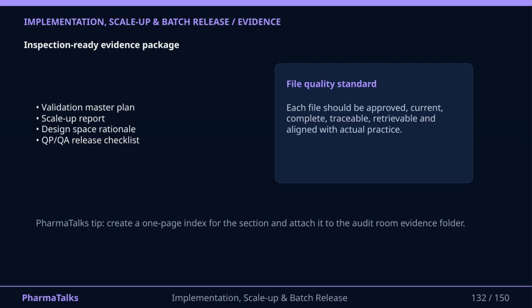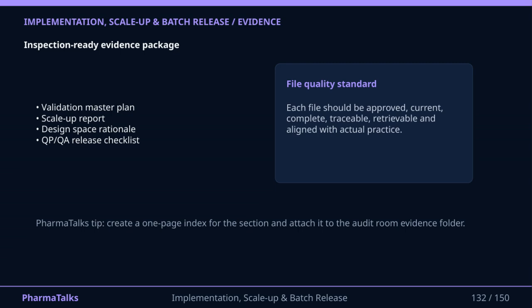It's essential that every file within this package adheres to a high-quality standard. This means each document should be approved, current, complete, traceable, easy to retrieve, and consistent with actual practices on the floor. Keeping your documentation aligned this way helps maintain regulatory compliance and smooth audits. As a practical tip, consider creating a one-page index for this entire section and attach it to the audit room evidence folder. This simple step improves navigation and helps inspectors quickly find what they need, making the audit process more efficient for everyone involved.